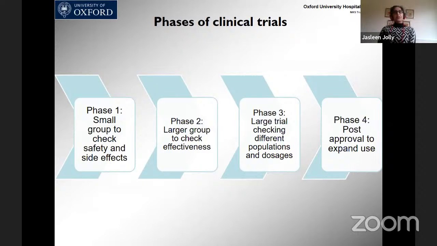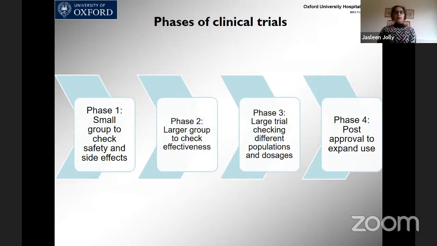And then also you can look at different populations, different dosages. You need up to phase 3 to get approval for use of that intervention in a clinical population. And then phase 4 is post-approval. So phase 4 can happen anytime, even years later, when the drug or whatever it is being used in patients.